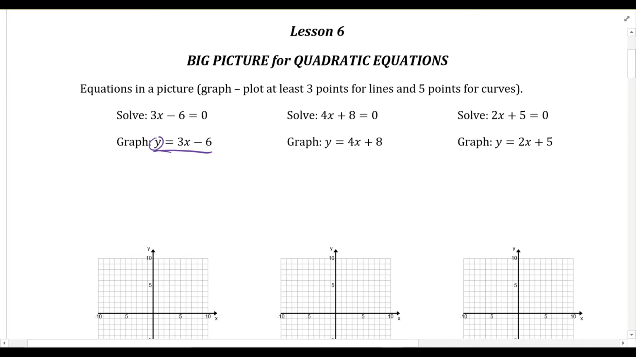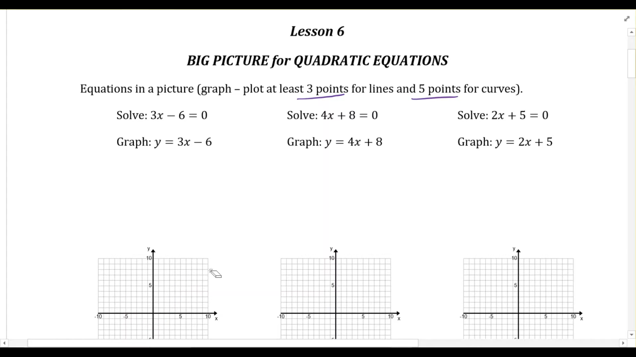You can see that there's a y there and there's a 0 there, so we're just saying y is equal to 0. When you graph these things, a general rule of thumb: if it's a straight line, you need to graph at least 3 points. If it's a curved line, which is what we're going to be doing this unit with quadratics, you need at least 5 points to show what that curve would look like, so you can be accurate with your curve.